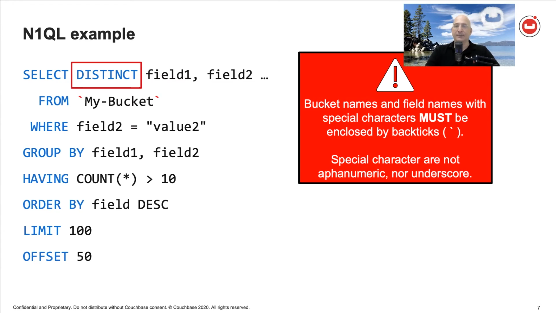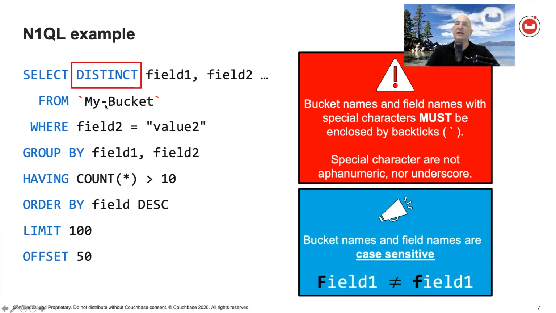just like here in this slide. So unlike SQL, N1QL is case sensitive. When it comes to field names and bucket names, it's very important. So for example, field1 with a capital F is not field1 with a small f. These are two different field names, attribute names. And this case sensitivity comes from JSON. JSON is case sensitive, therefore N1QL is case sensitive as well.